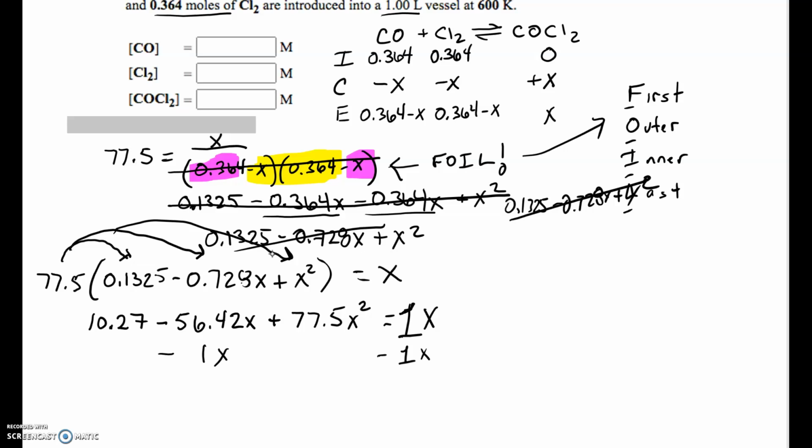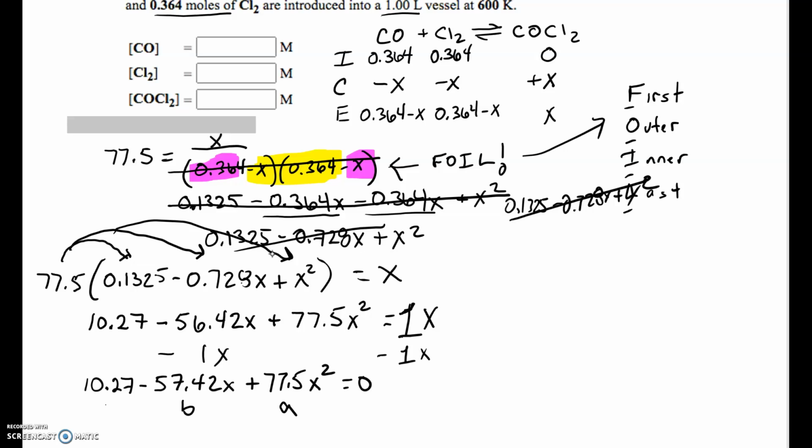The reason we want to set this equal to 0 is because we have an x squared term, an x term, and just a number. That means we need to use the quadratic formula in order to solve this equation. So when you do that, you set everything equal to 0, bring all of your terms to one side, and then you can look at what you have and find the a, b, and c terms.